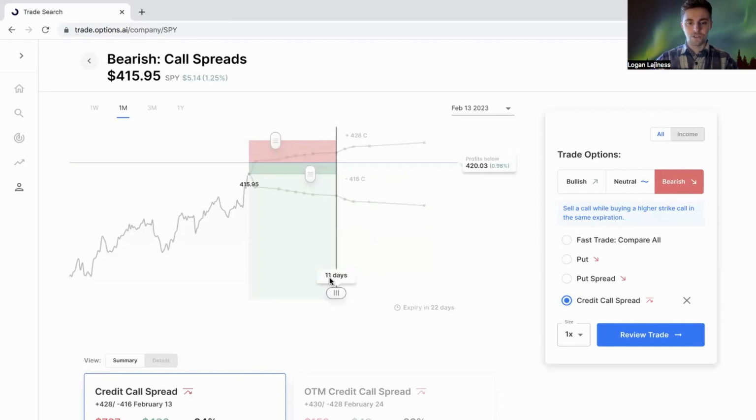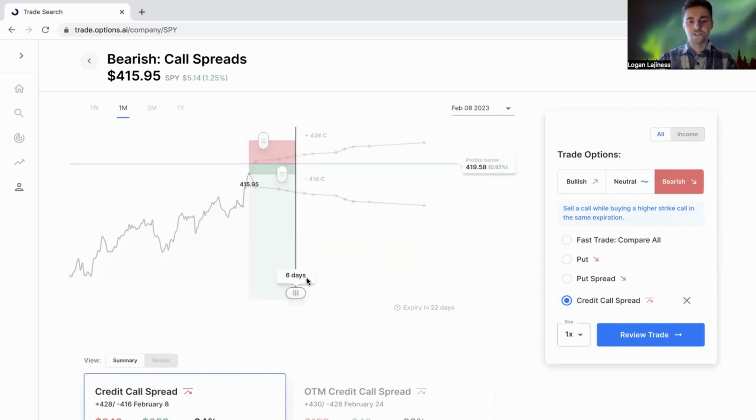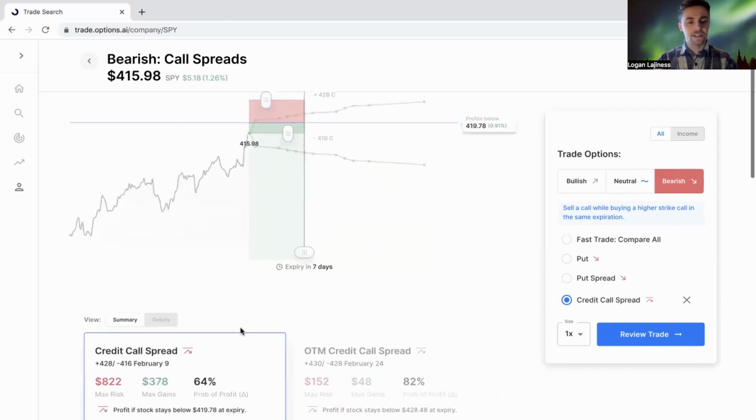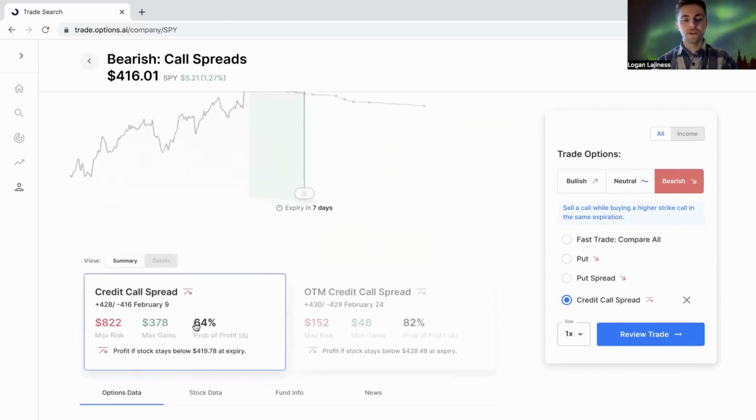And you guys know I'm a short-term trader. I don't like to trade things over 11 days to expiration. That's just me. So let's say 7 days out, right? So we're going to change the expiration to that. And it's going to give you this little model of what if you actually took this trade. It shows you the probability of profit down here. Your max risk on this current trade is 822, your max gain 378.